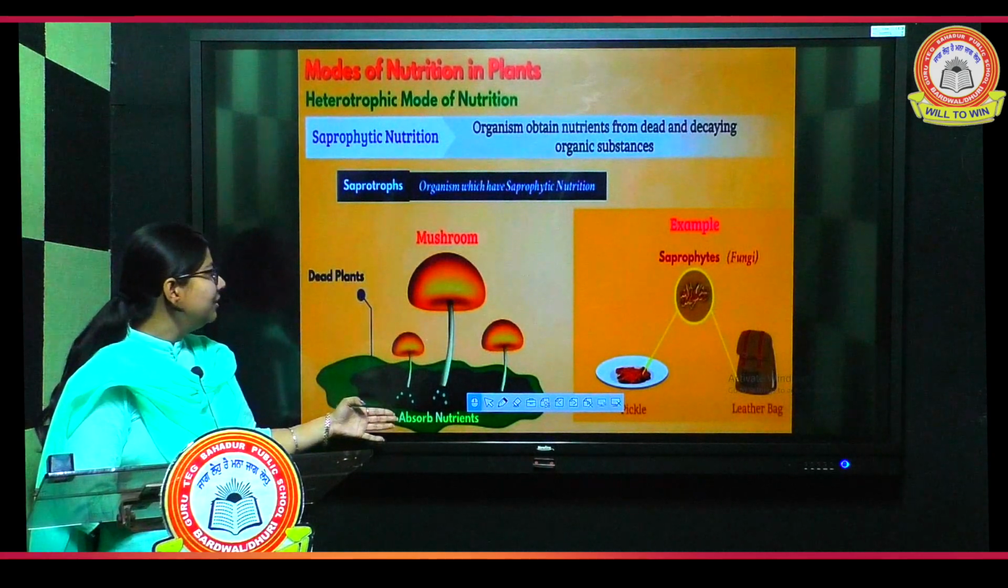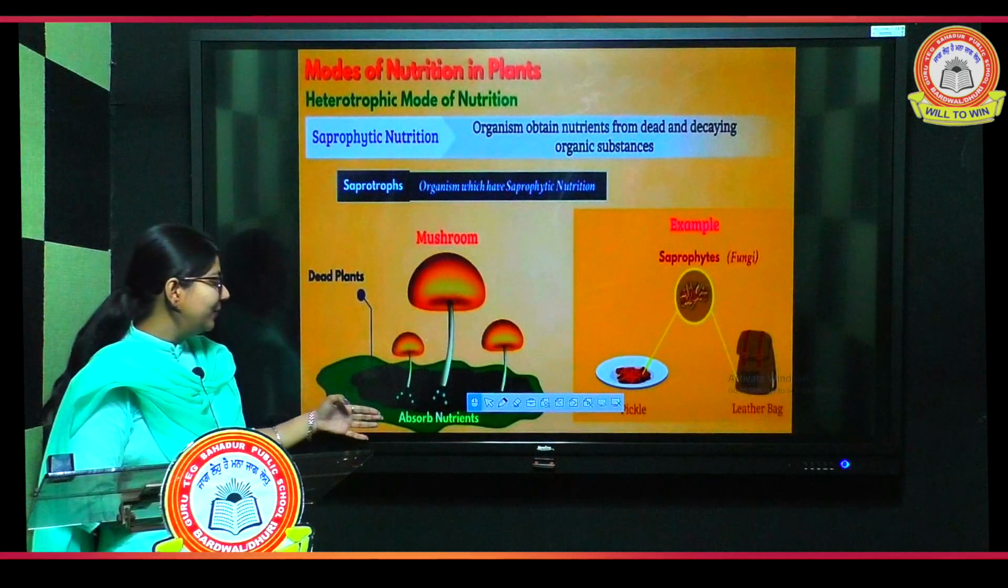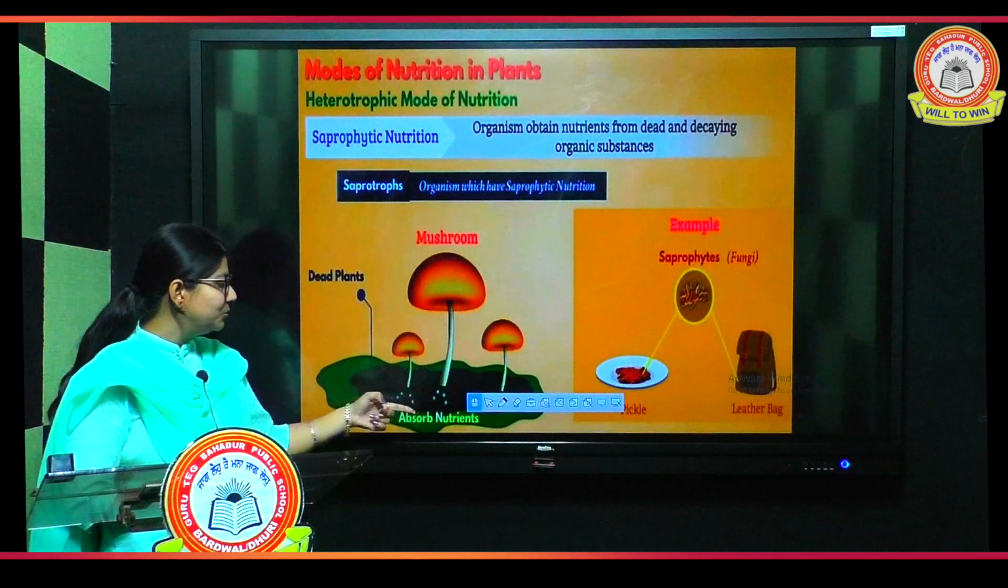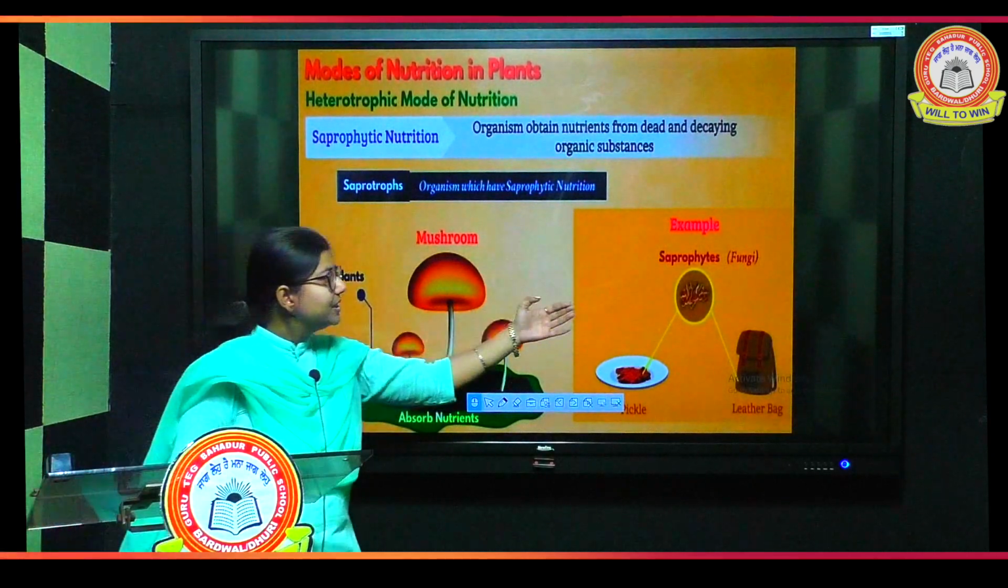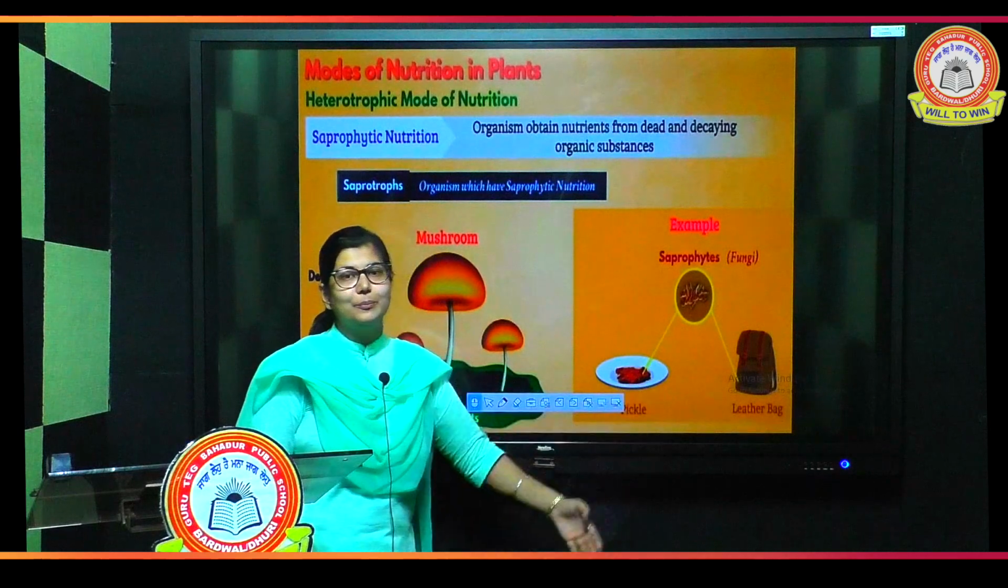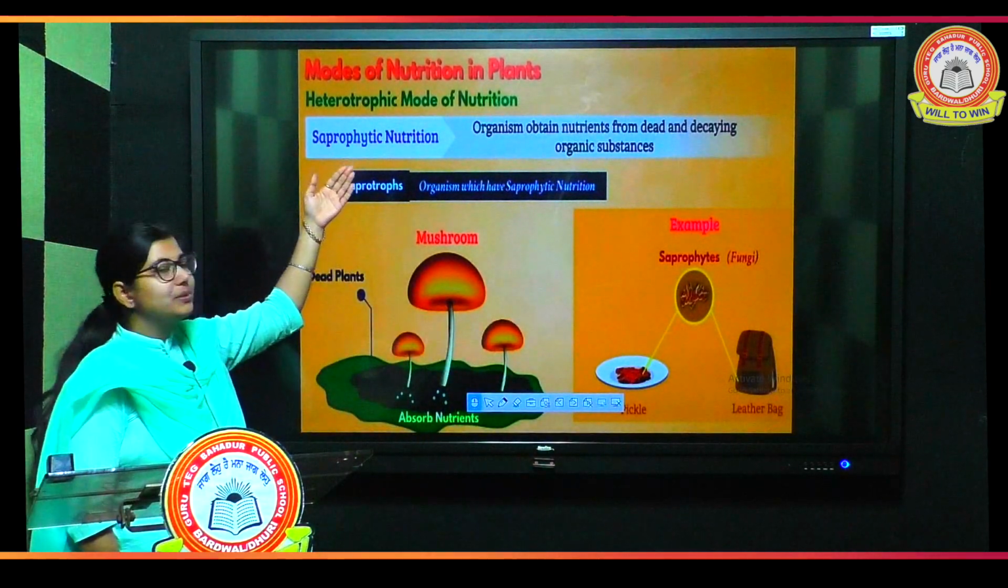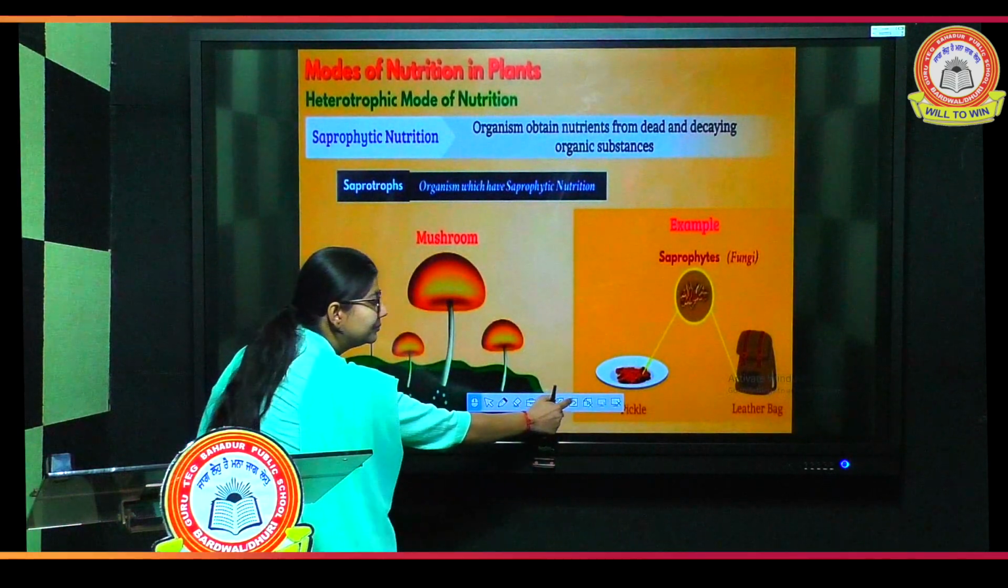These obtain their food from the dead and decaying plants. You can see here. They absorb the nutrients from here. Another example you can see here, fungi, leather bag. These both are the another example for saprophytic nutrition.